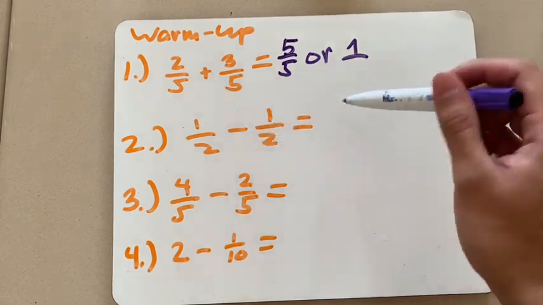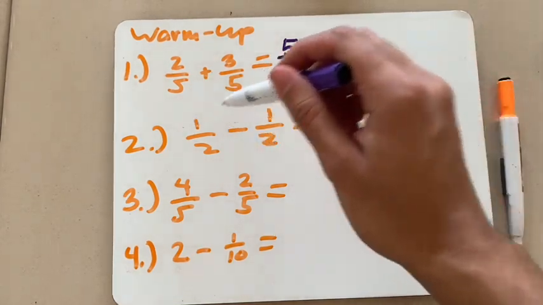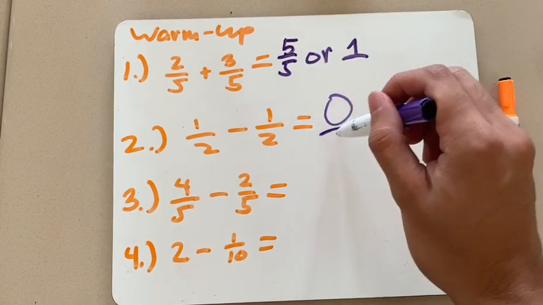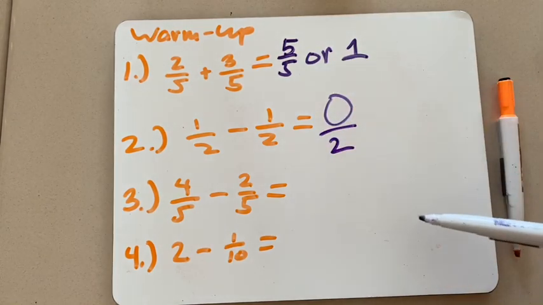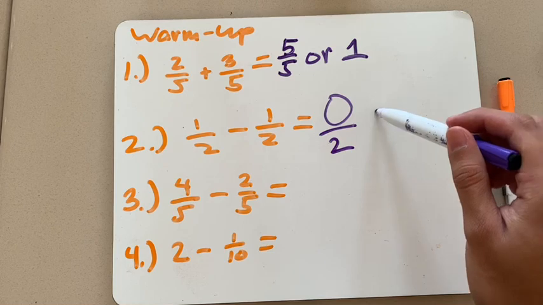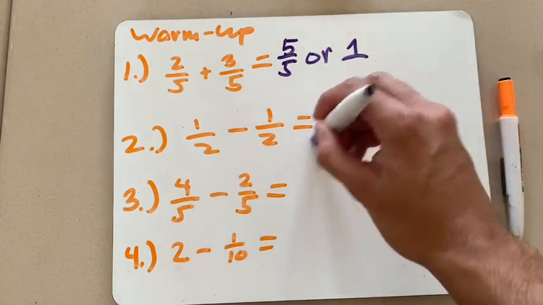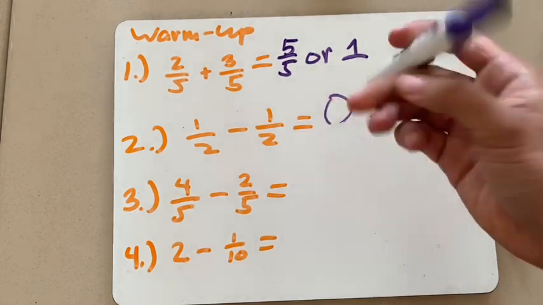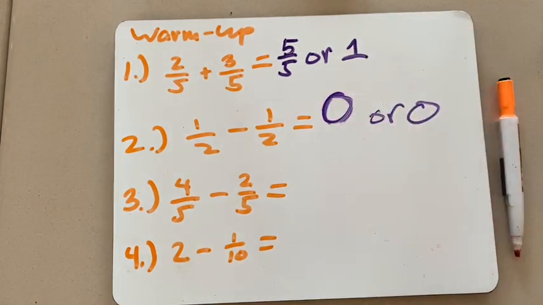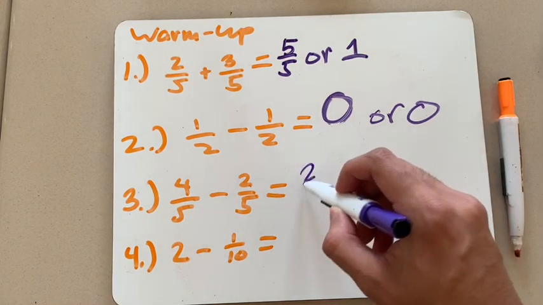1 over 2 minus 1 over 2, that is 0. 1 minus 1 is 0. And then our denominator stays the same. Or this is just going to be a 0, because I have a 0 there. You don't have to put in the denominator. It's still a 0. Okay? Next question, 4 over 5 minus 2 over 5. Are the denominators the same? Yes, they are. Let's go ahead and subtract. That is 2 over 5.